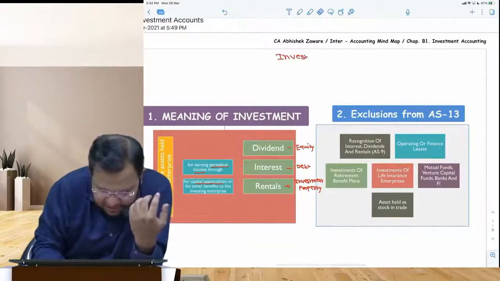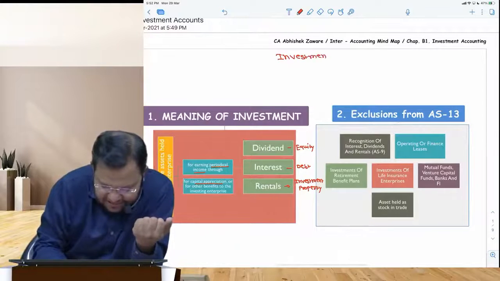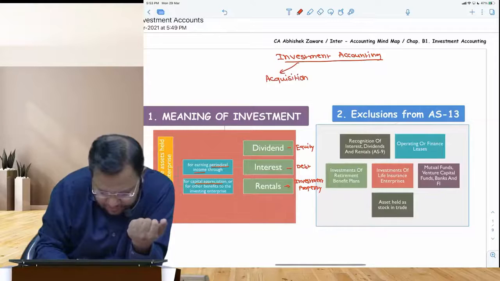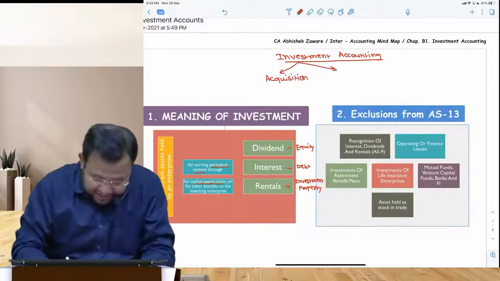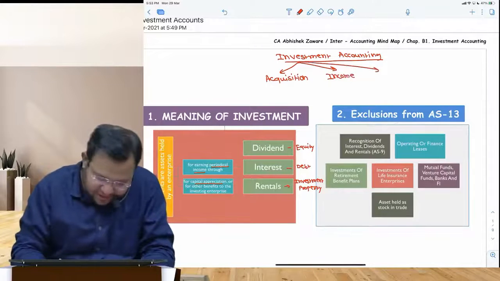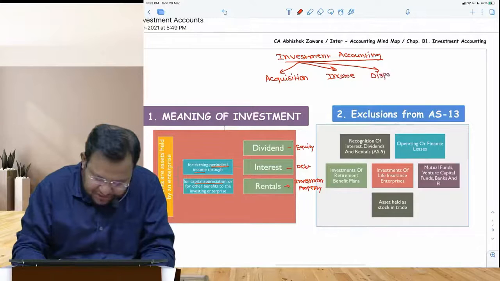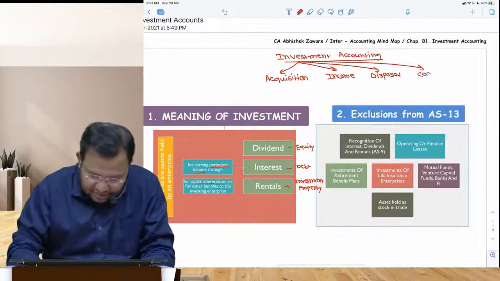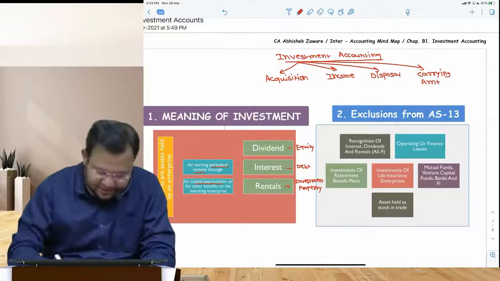Investment accounting basically involves various phases. What are the various phases? Let me explain here. When I say investment accounting, I mean to account for acquisition of investment. Then I need to talk about recognition of income on investment. Then I need to talk about disposal of investment accounting. I also need to talk about carrying amount of investment for balance sheet purposes. So these are the multiple things which I need to talk about.